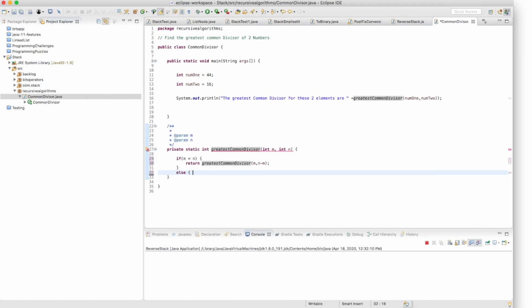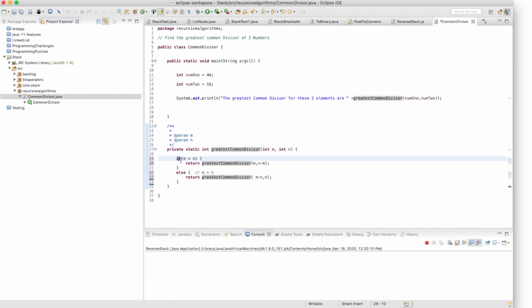Otherwise, the other case is, if my m is greater than n, in that case I have to subtract m minus n. That's my first argument, and then I pass the other number and call the same method with these two parameters, and then I will return them, right?